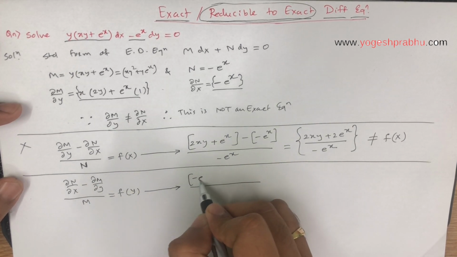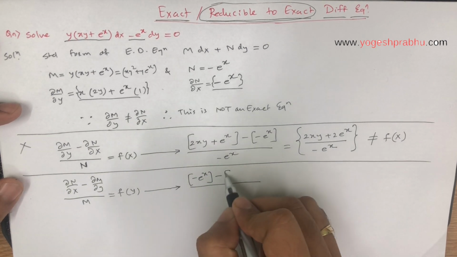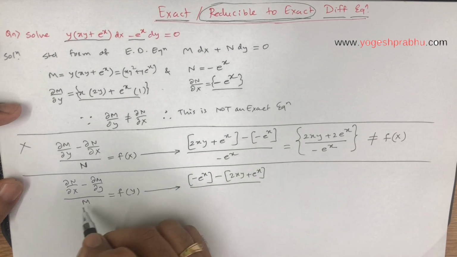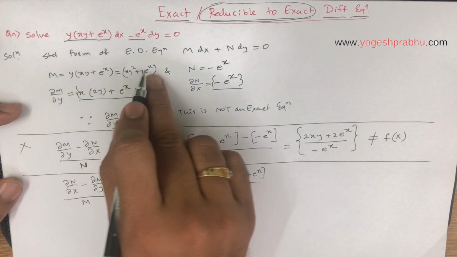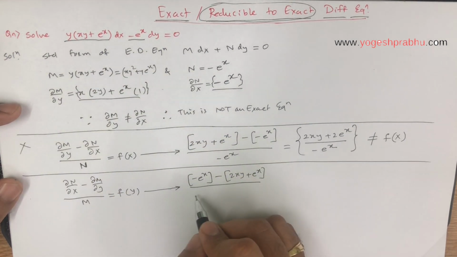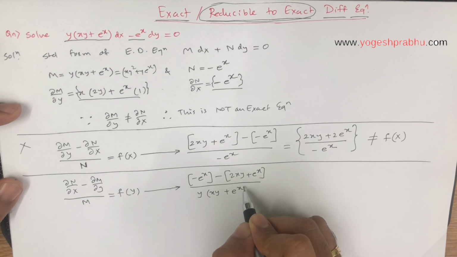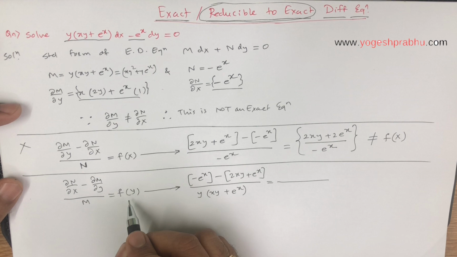So it is negative e to the x, that's dou N by dou x, minus (2xy plus e to the x), divided by M, and the M value is y(xy plus e to the x). Let's write down this one. Now we have to simplify and see what we get. We are hoping to get a pure function of y.